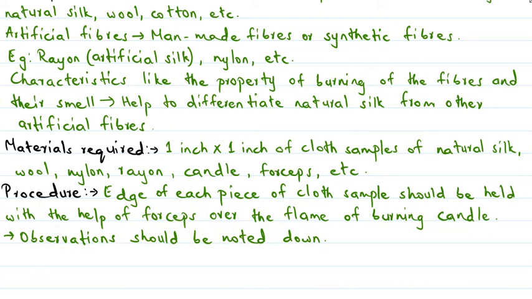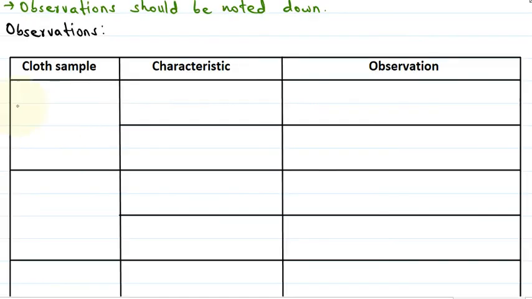Now let's see what are the observations we would find. So the observations of this experiment. The first cloth sample we would consider is the natural silk, and the characteristic would be on burning. So on burning, what happens?